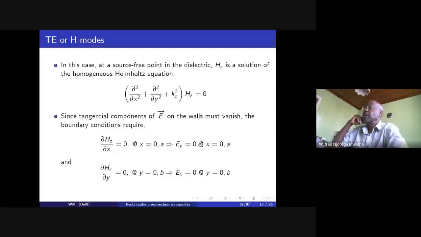Now, we need to have that the tangential components of the electric field must vanish at the walls, because we have been assuming that our walls are perfectly conducting surfaces. And therefore, since E is related to the spatial derivative of Hz for the TE modes, we must have that dHz/dx be equal to 0 at both x equal to 0 and x equal to a, which means that Ey is going to be 0 at those two points. And dHz/dy must be equal to 0 at both y equal to 0 and b, so that Ex vanishes at both y equal to 0 and y equal to b.